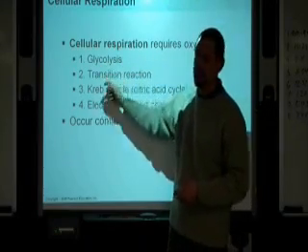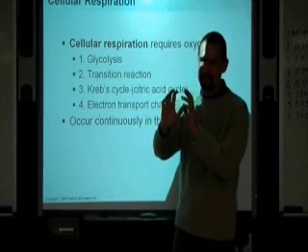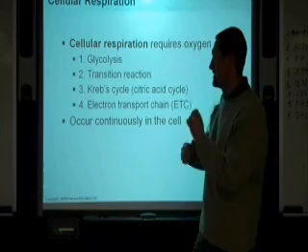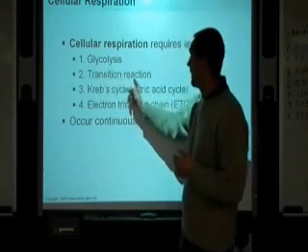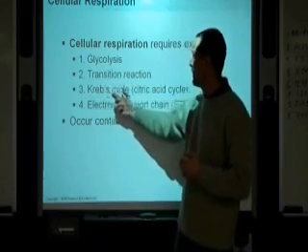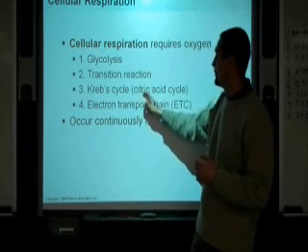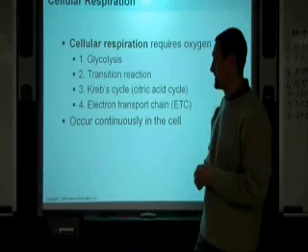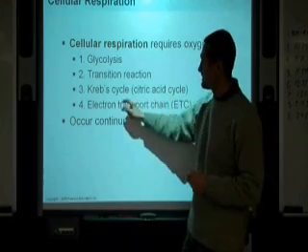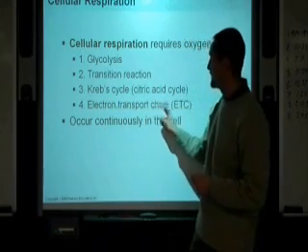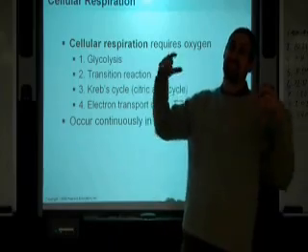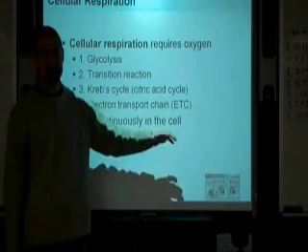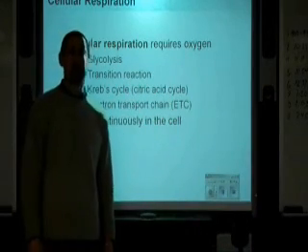A transition reaction where we're going to take that pyruvic acid and manipulate that molecule some to give us some more energy. We're going to take the product of the transition reaction, we run it through something called the Krebs cycle, also sometimes referred to as the citric acid cycle. That'll give us some more energy. Take the product from that, run it through the electron transport chain, and that's going to give us lots of energy. But these occur continuously in the cells because cells require energy.